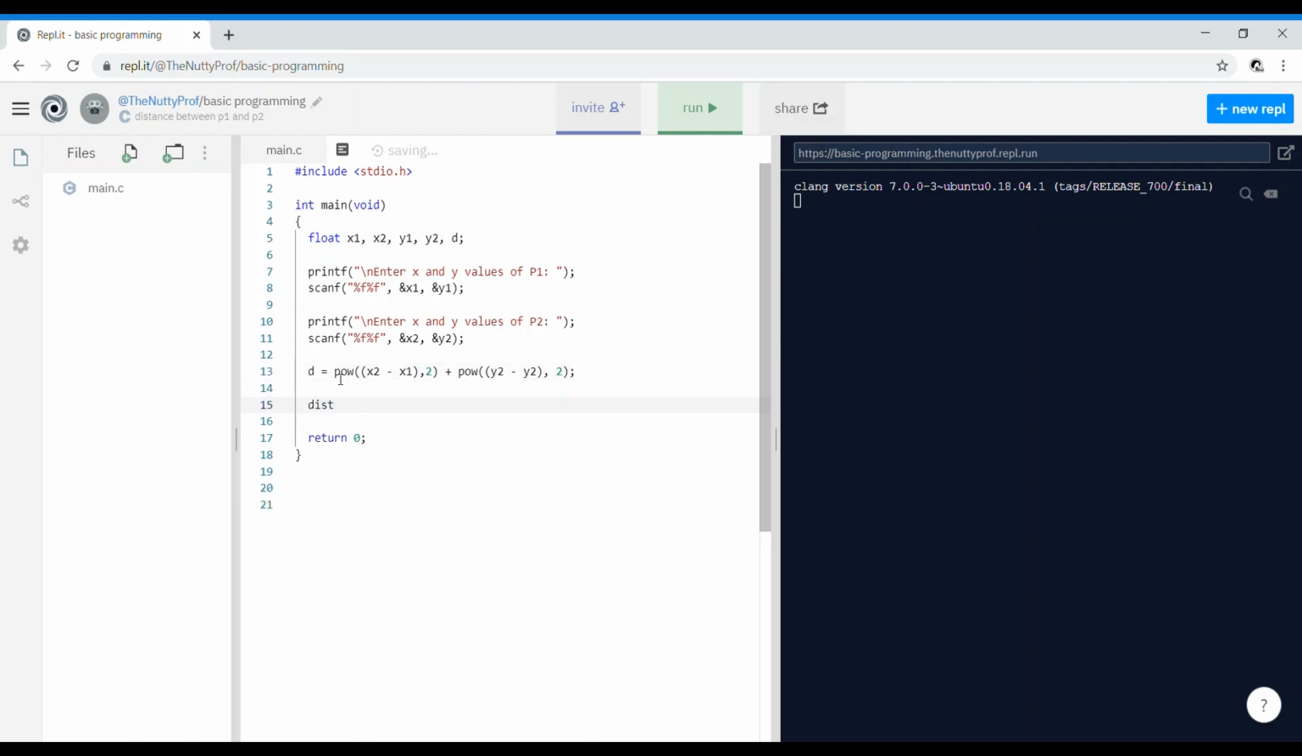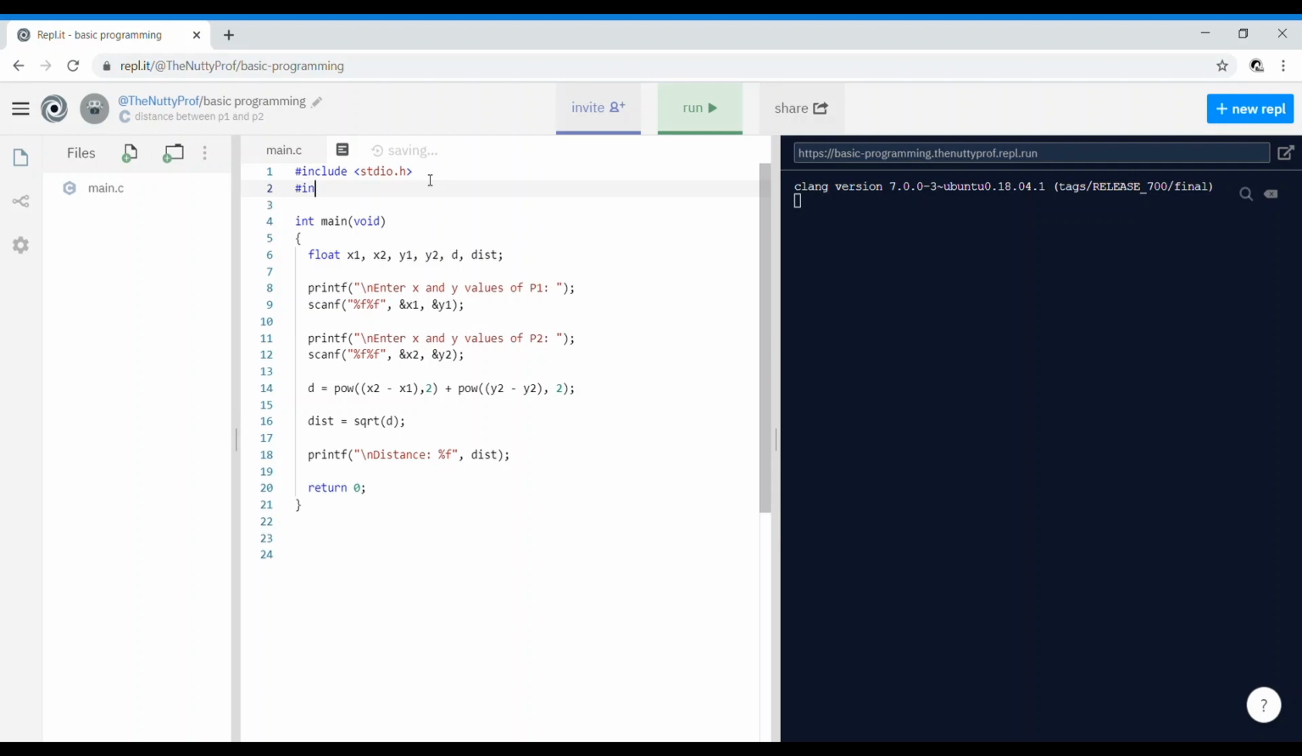Now, distance is equal to square root function of d. So, this is the x2 minus x1 the whole square plus y2 minus y1 the whole square being done here. And this is the square root. Next, you can go ahead and printf slash n. Distance will be percentage f and you're going to print dist. So I think, yes, we have to also declare dist over here. And yes, since we're using power function and square root function, we have to include the math.h library file. So we'll go ahead and run the program.